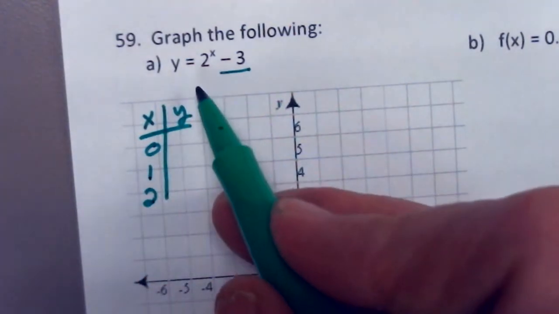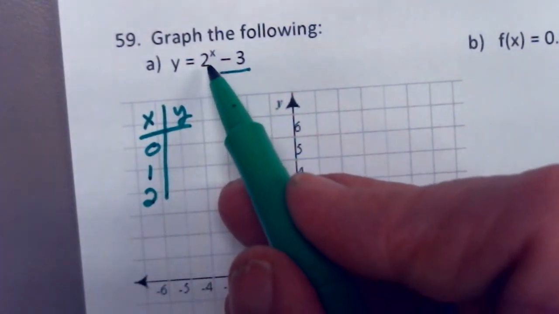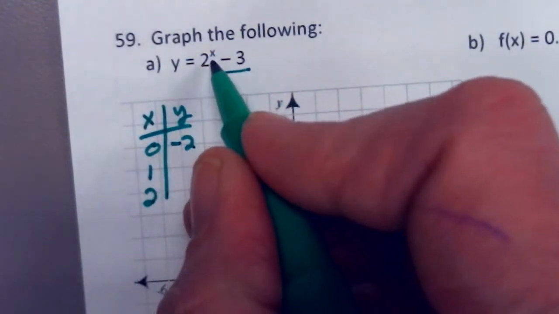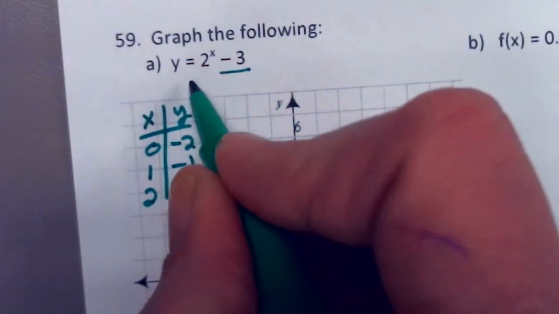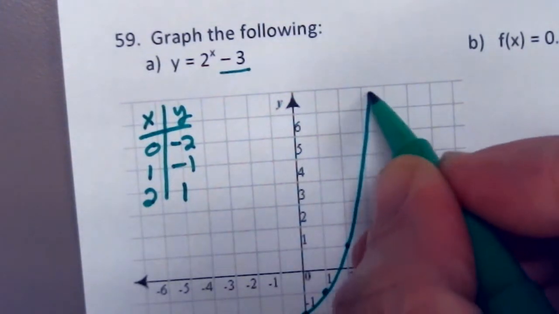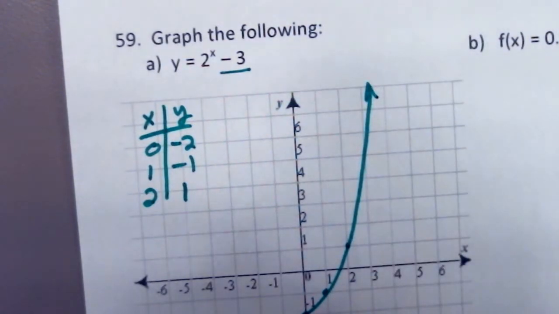If x is 0, 2 to the 0 is 1, minus 3 is negative 2. 2 to the 1 is 2, minus 3 is negative 1. 2 squared is 4, minus 3 is positive 1. So at 0 it's negative 2, at 1 it's negative 1, and at 2 it's 1. Alright, so it's exponential growth, and it will look just like this. Alright, so that's 59.